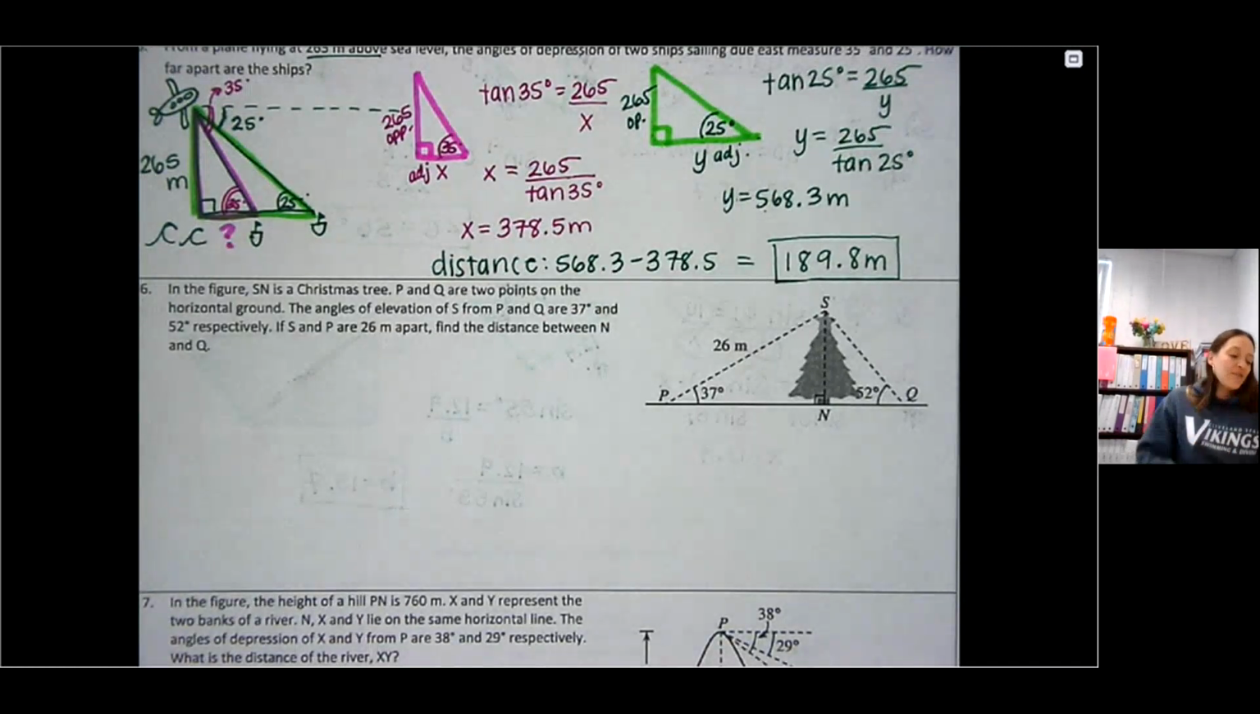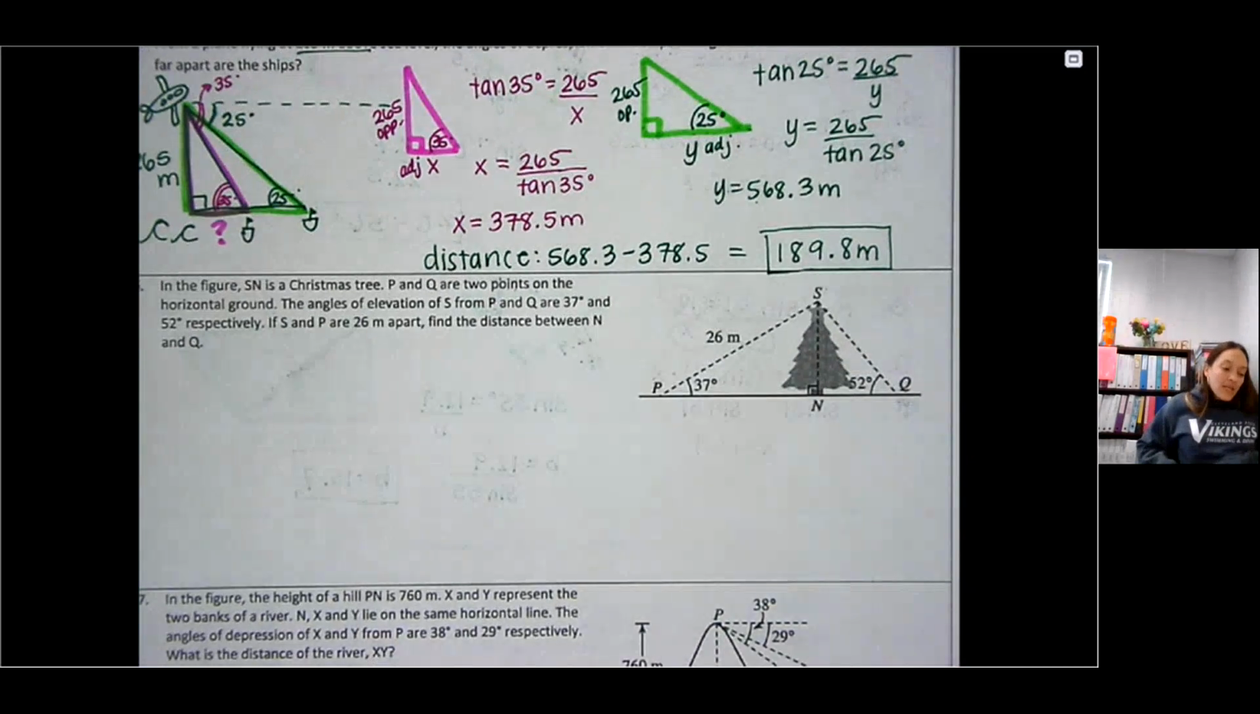Number 6. In the figure, SN is a Christmas tree right here. P and Q are 2 points on the horizontal ground. The angles of elevation of S from P and Q are 37 degrees and 52 degrees respectively. If S and P are 26 meters apart, find the distance between N and Q. Now, while this looks like a crazy word problem, it's essentially just another double trig problem.